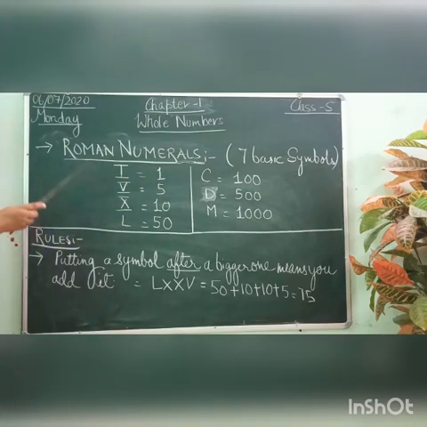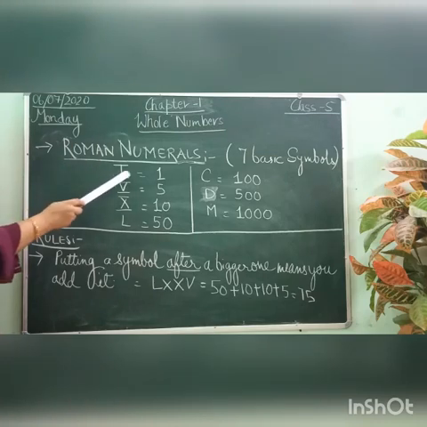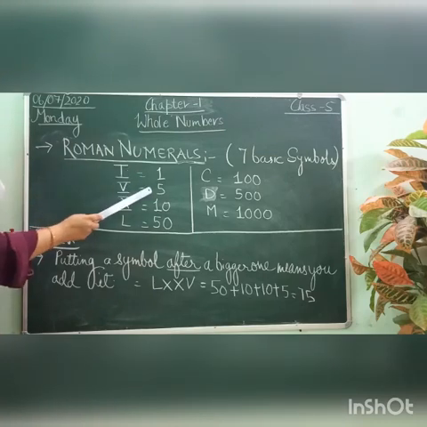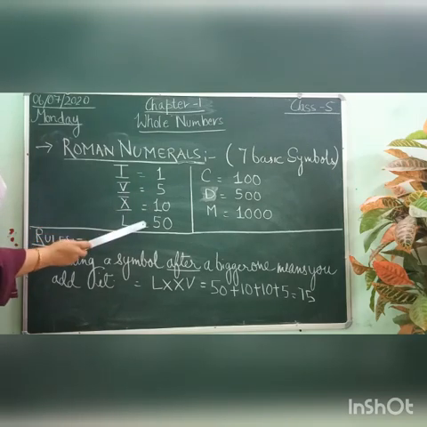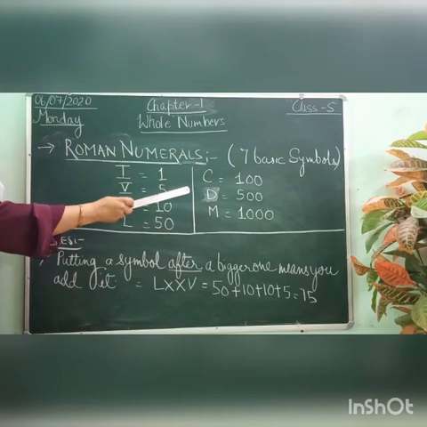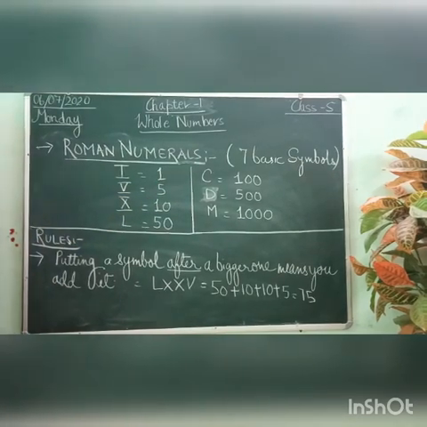These letters, which are alphabets in our system, are numerals in the Roman system and have different values. I is equal to 1, V is equal to 5, X is equal to 10, L is equal to 50, C is equal to 100, D is equal to 500 and M is equal to 1000. Suppose you are writing M, then that means M is equal to 1000.